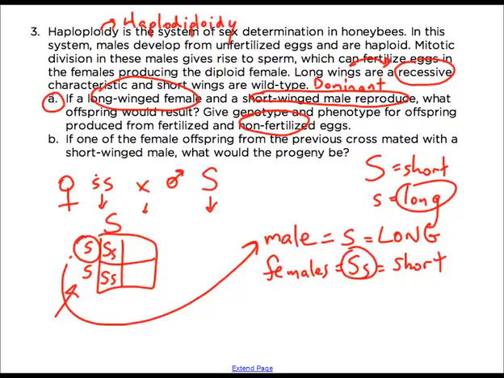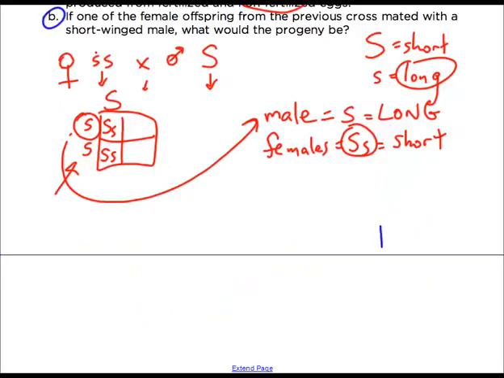It's just, again, as always, arranging it, asking yourself what it is that they really want to know, and setting it up correctly. Now, part B is a little bit more difficult. If one of the female offspring from the previous cross mated with a short-winged male, what would happen? So let's extend our page a little bit.